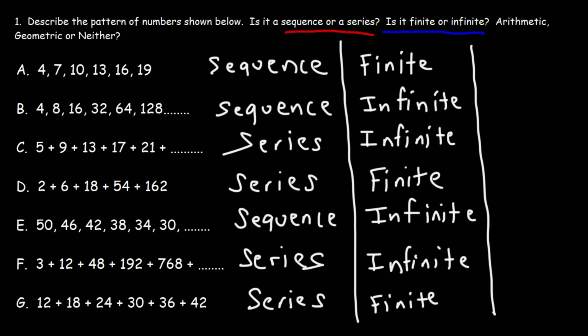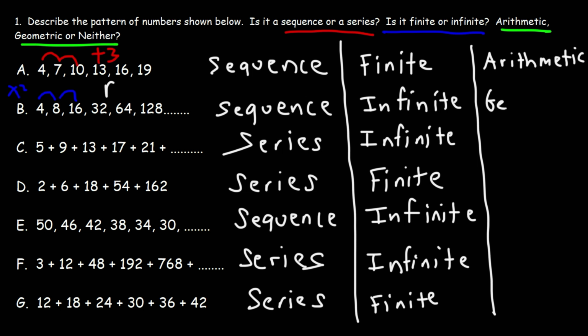Now let's determine if we're dealing with an arithmetic, geometric, or neither sequence or series. So we're looking for a common difference or a common ratio. So for A, notice that we have a common difference of 3. 4 plus 3 is 7. 7 plus 3 is 10. So because we have a common difference, this is going to be an arithmetic sequence. For B, going from the first number to the second number, we need to multiply by 2. 4 times 2 is 8. 8 times 2 is 16. So we have a common ratio, which makes this sequence geometric.